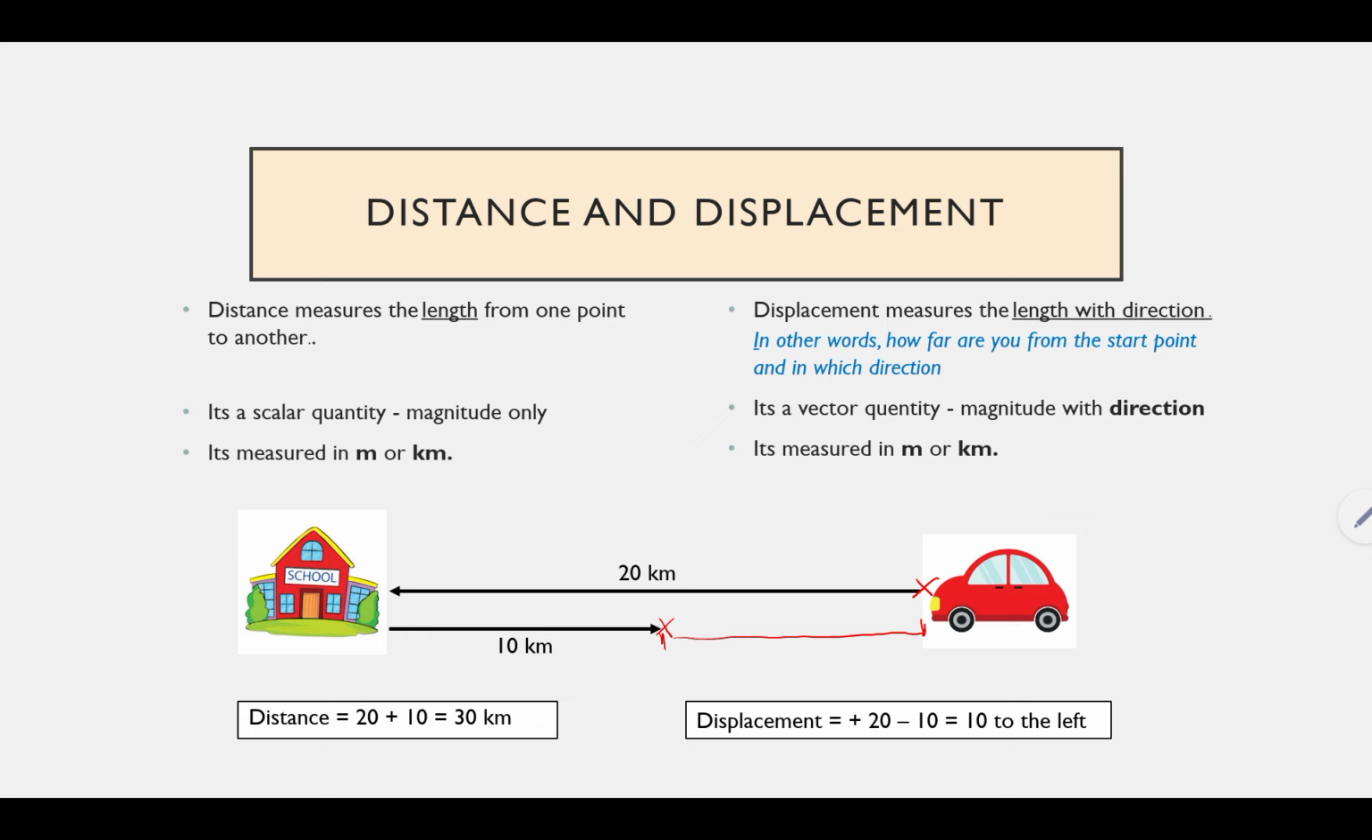Which direction? To the right or to the left? To the left. Why to the left, although he was going back? Because the larger distance was pointing to the left. So from the start point to the end point, I moved towards the left by 10 kilometers.